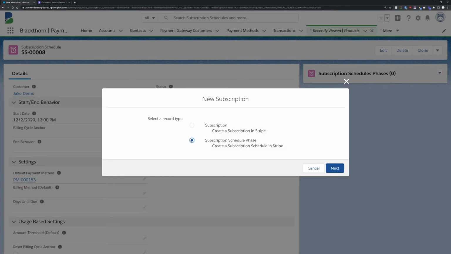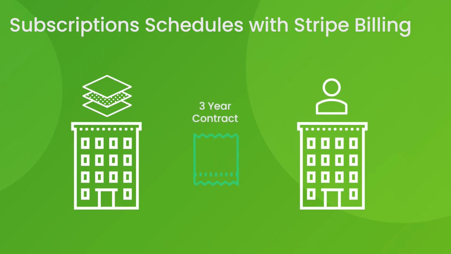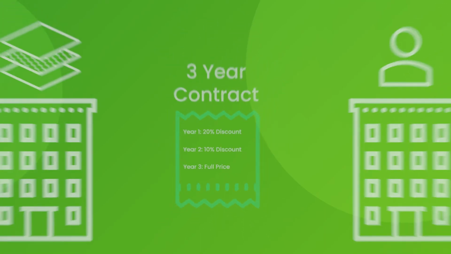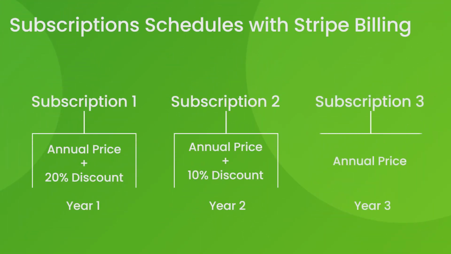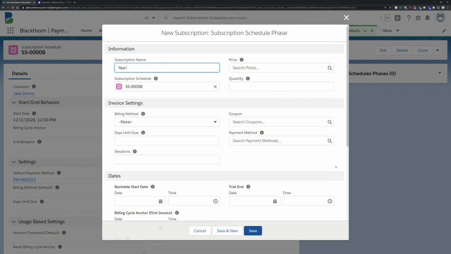For example, let's say you're a SaaS company that just signed a customer to a 3-year contract. You decided to give them a 20% discount for the first year of the contract, and then a 10% discount for the second year. Instead of creating a 1-year subscription with a 20% discount, a 1-year subscription with a 10% discount, and then another 1-year subscription at full price, we can use subscription schedules to easily define the price changes over the life of the subscription. So let's see how something like that works.